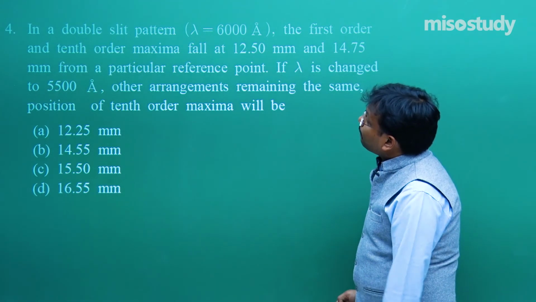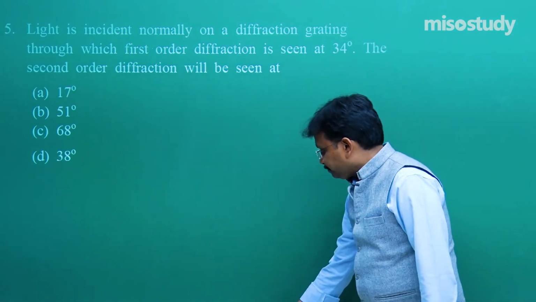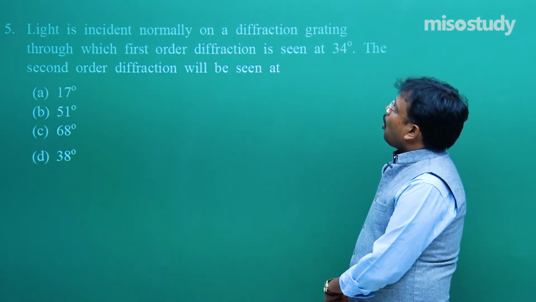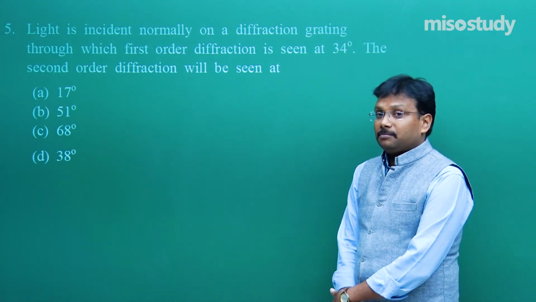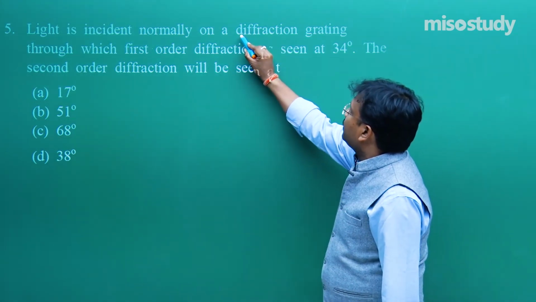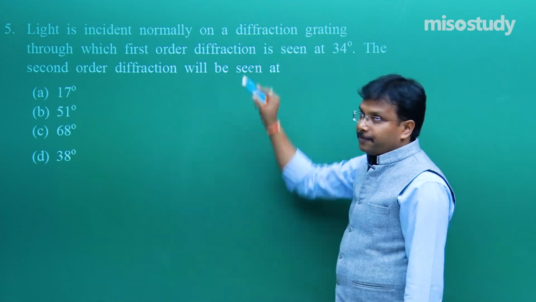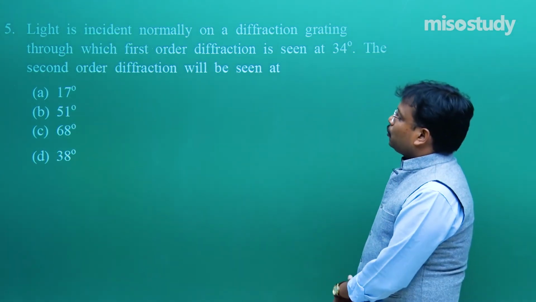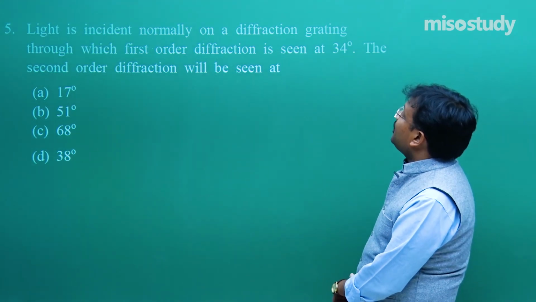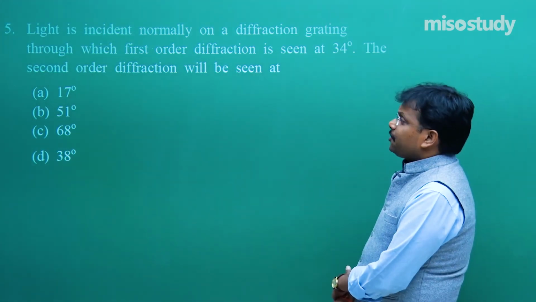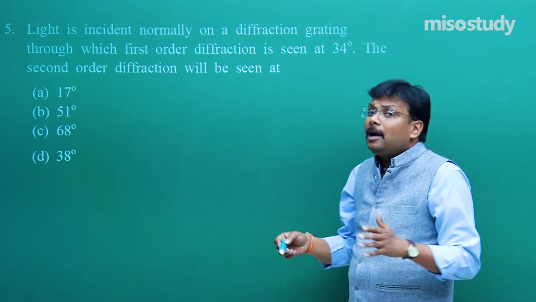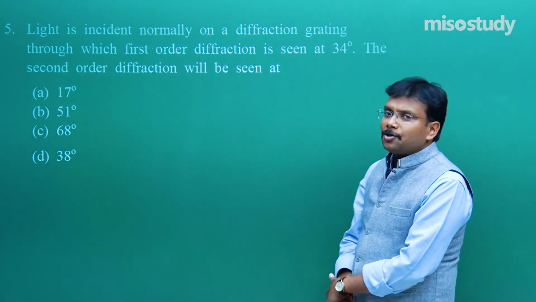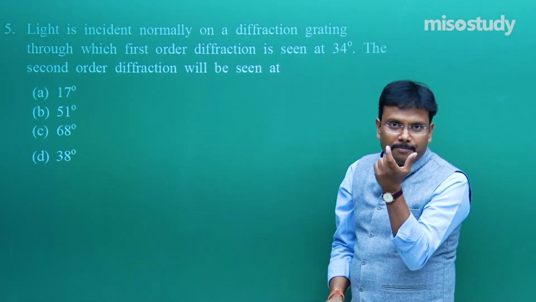Fine. Here is the 5th question. Light is incident normally on a diffraction grating. The moment you get these types of sentences, you should know the meaning, and for that you have to keep revising your basics. Through it, first order diffraction is seen at 34 degrees. The second order diffraction will be seen at what angle? Fine. So as such, nothing is difficult in this question, a simple formula based problem.